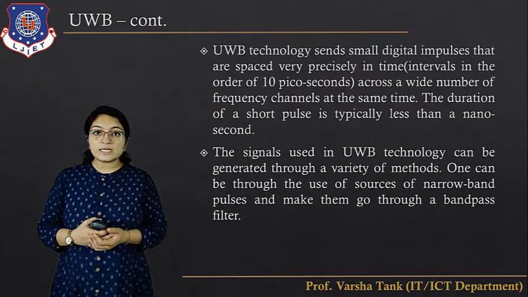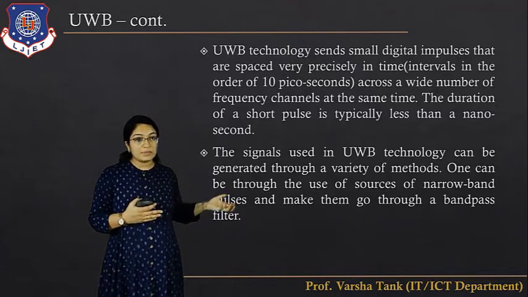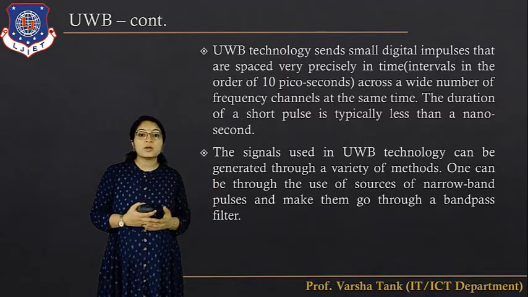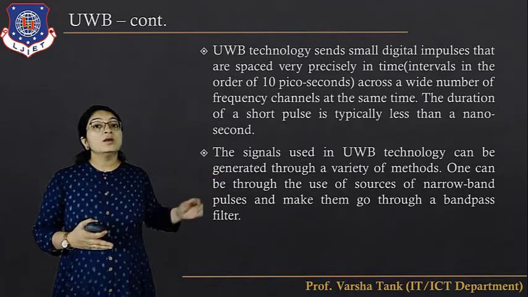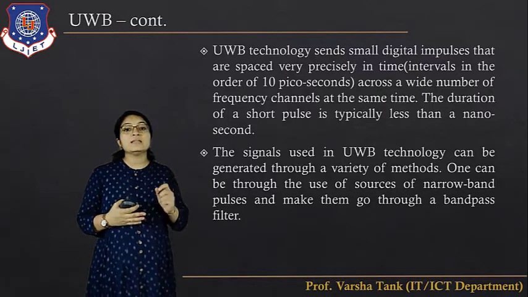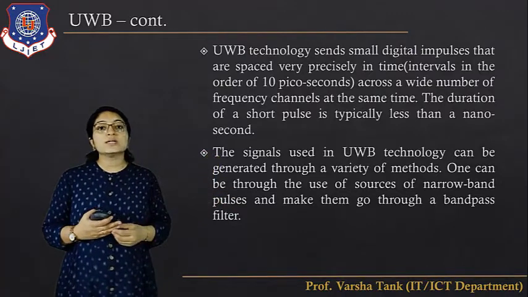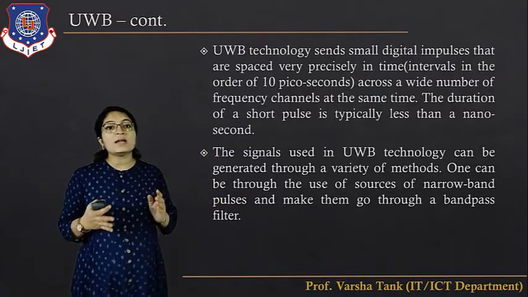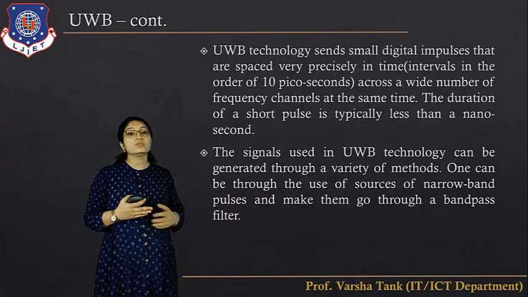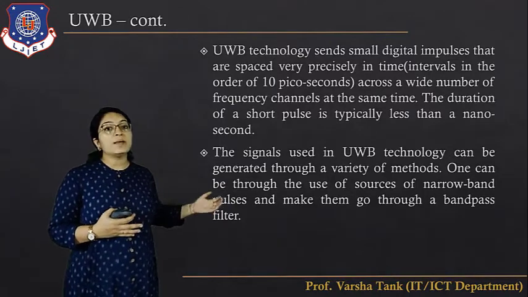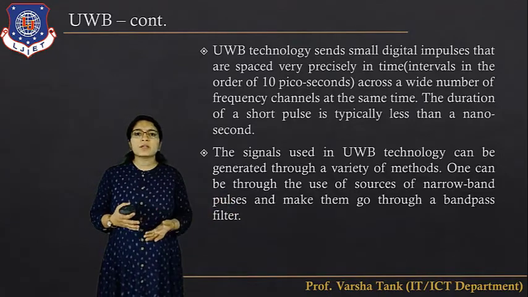Now UWB technology uses small digital impulses that are spaced very precisely in time, with intervals in the order of 10 picoseconds, across a wide number of frequency channels at the same time. The duration of a short pulse is typically less than a nanosecond, so that is in terms of nanoseconds. The signals used in ultra wideband technology can be generated through a variety of methods. Which methods? One can be through the use of a source of narrowband pulses and making them go through band pass filters. Band pass filter means the noise will be removed, etc.